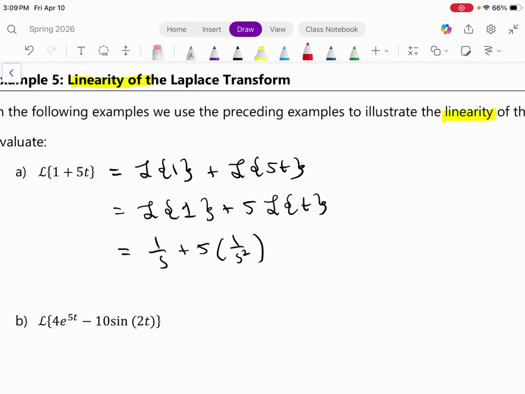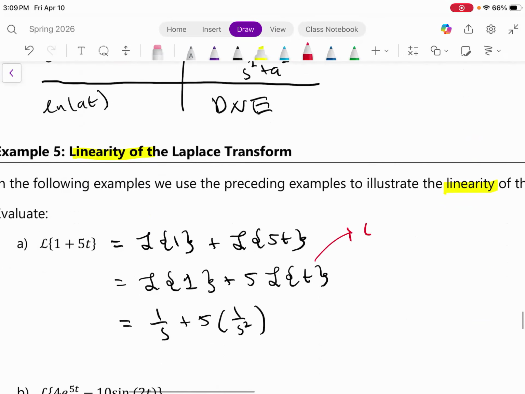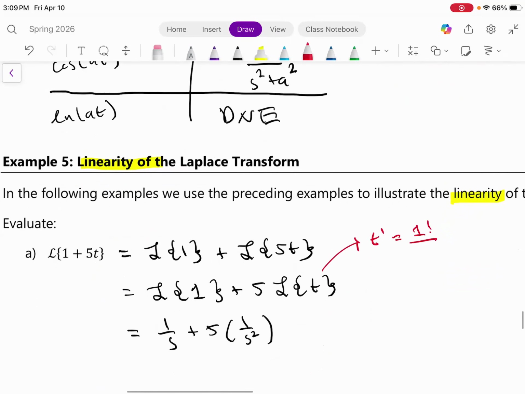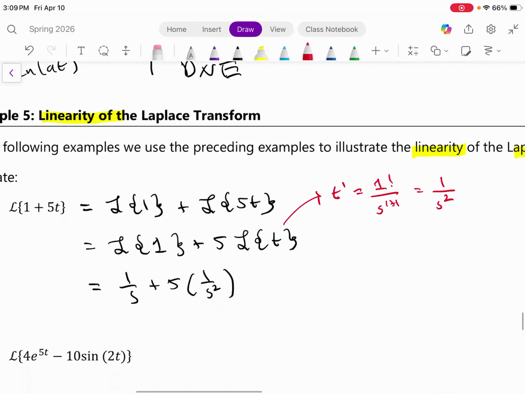Okay, so 1 over s squared, we actually found this out, but let's use this form, t to the n. That's t to the first power, so that's 1 factorial over s to the 1 plus 1. So that's just 1 over s squared. That's kind of where we're getting that from, just so you're sure how we got 1 over s squared using the table, but we found it earlier through all the hard work. So our final answer is 1 over s plus 5 over s squared.